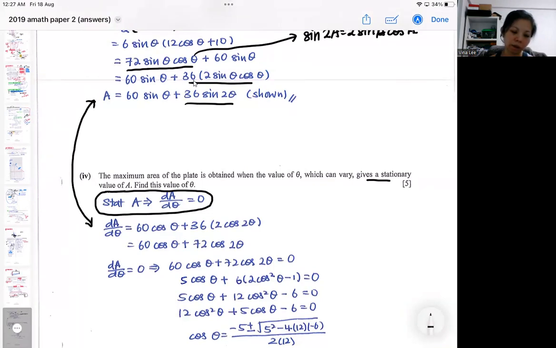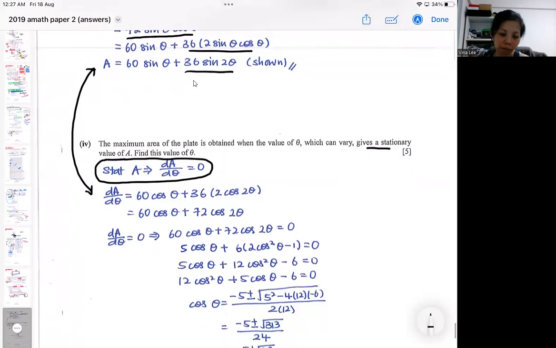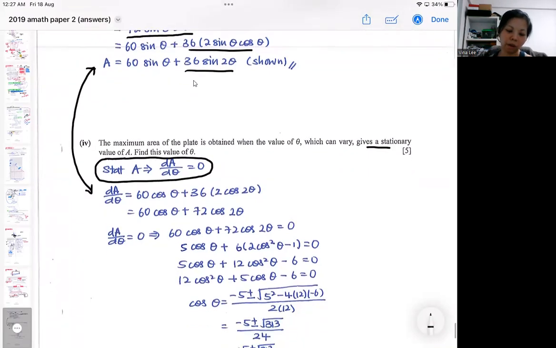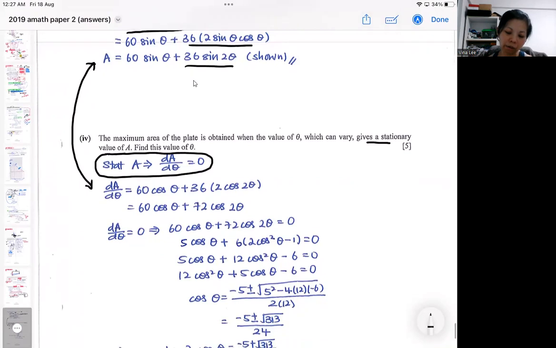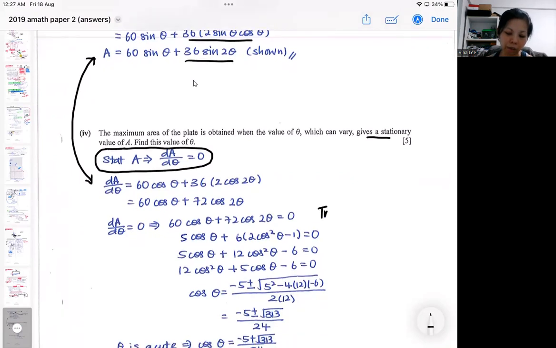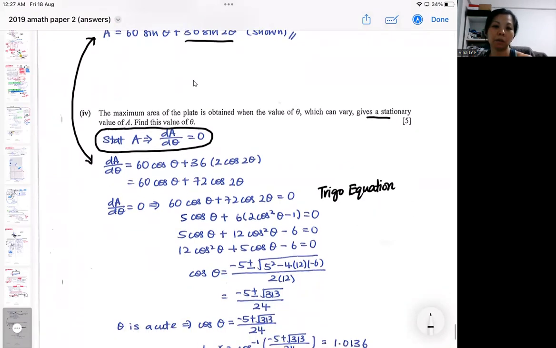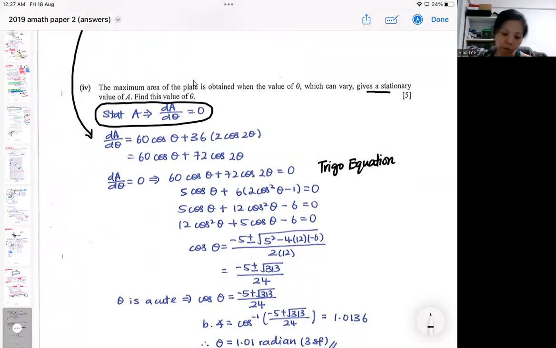So I use the expression, even if I can't prove it, I will just differentiate the expression and I will set the expression equal to 0. Now, when you set the expression equal to 0, it becomes a trigo equation, because your expression, your differentiation is in trigo. So when you set it equal to 0, it becomes a trigo equation. And your trigo equation involves double angle, and you will need to change it out.